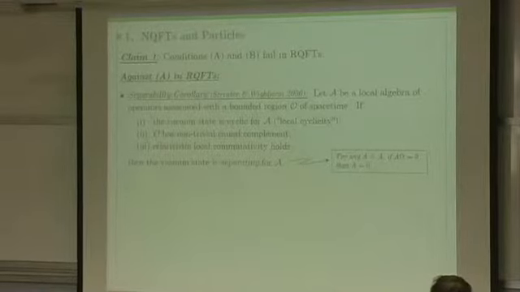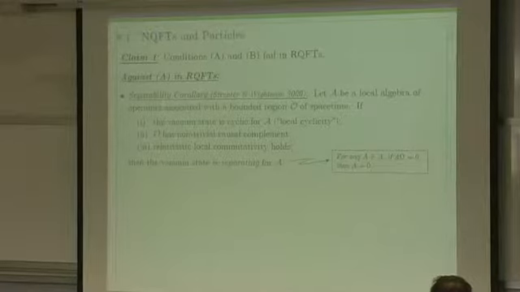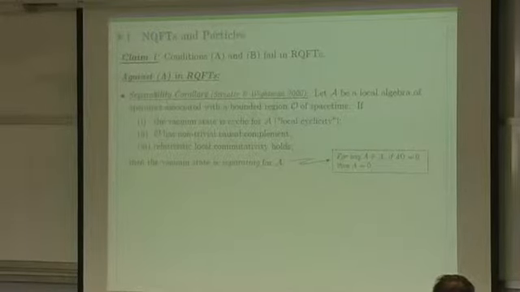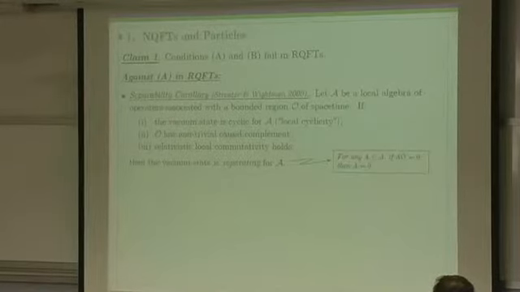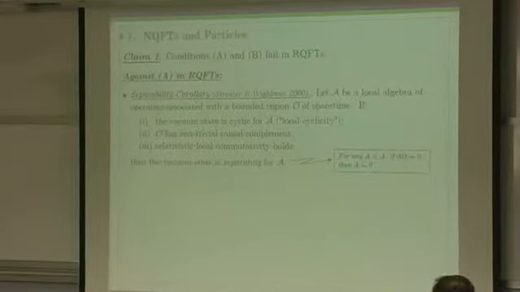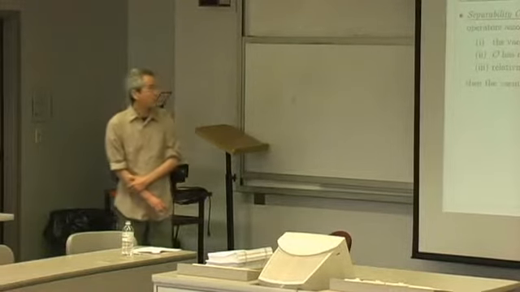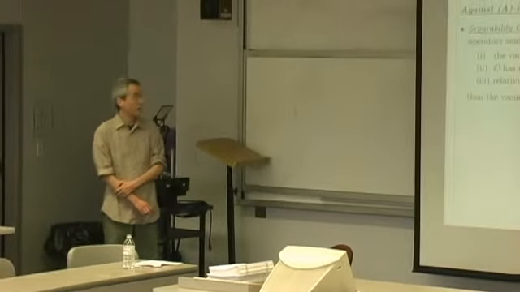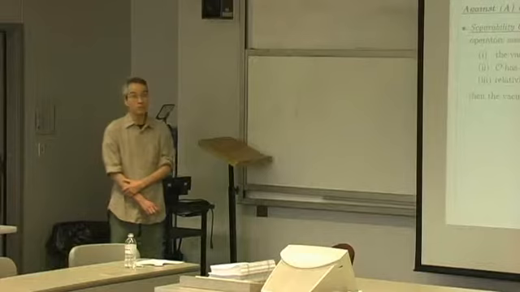the vacuum state is cyclic for A, what might be called local cyclicity; the spacetime region has a non-trivial causal complement; and relativistic local commutativity holds. Then the vacuum state is separating for the local algebra. In other words, for any operator in the algebra, if it annihilates the vacuum, then it's identically zero.